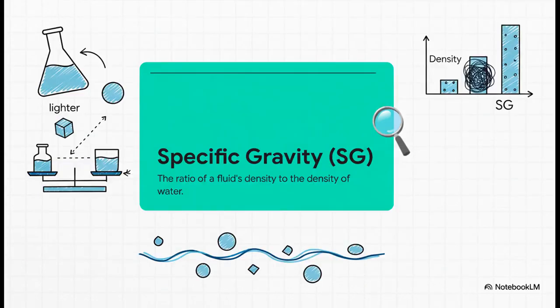Okay, but what if we want to make comparing densities even easier? Well, for that, we have something called specific gravity. This is a super clever shortcut. It's just a simple ratio that compares a fluid's density to our benchmark, the density of water. If the specific gravity is less than 1, it's lighter than water, so it'll float. If it's more than 1, it's heavier, and it'll sink. It's an incredibly handy tool.